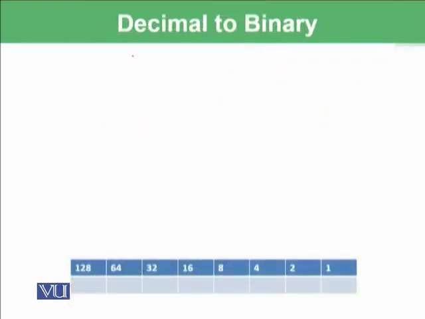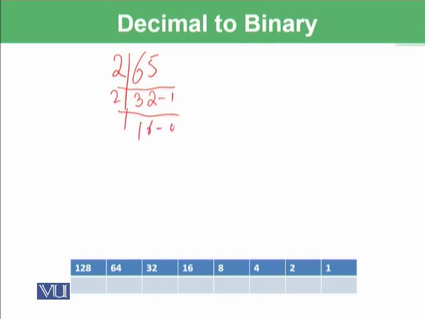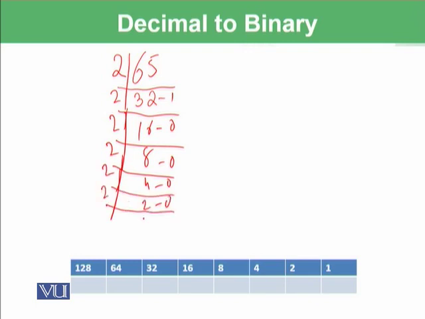So we have 65. Divide it by 2 because it's a binary division. 2 32s are 64, so we remain with 1. Then 16, remainder 0; 8, 0; 4, 0; 2 2s are 4, 0; and 2 1s are 2, 0. And then you need to write from bottom to top.